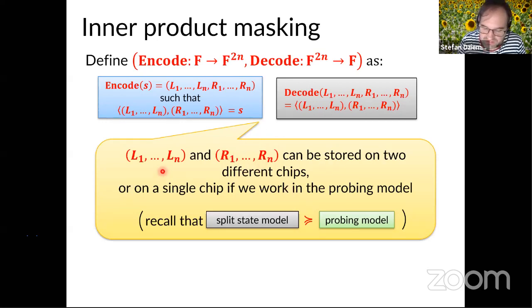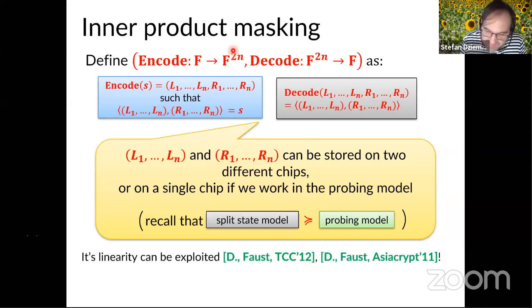And then you can store these two values on different chips, or you can even store them on a single chip, because we have this fact that the split state model is stronger than the probing model, right? So if it's secure even in the split state model, then it's also secure in the probing model. And a nice thing about inner product is that it is linear, right? So if you fix one of these, L and R, it's linear with respect to the other one.